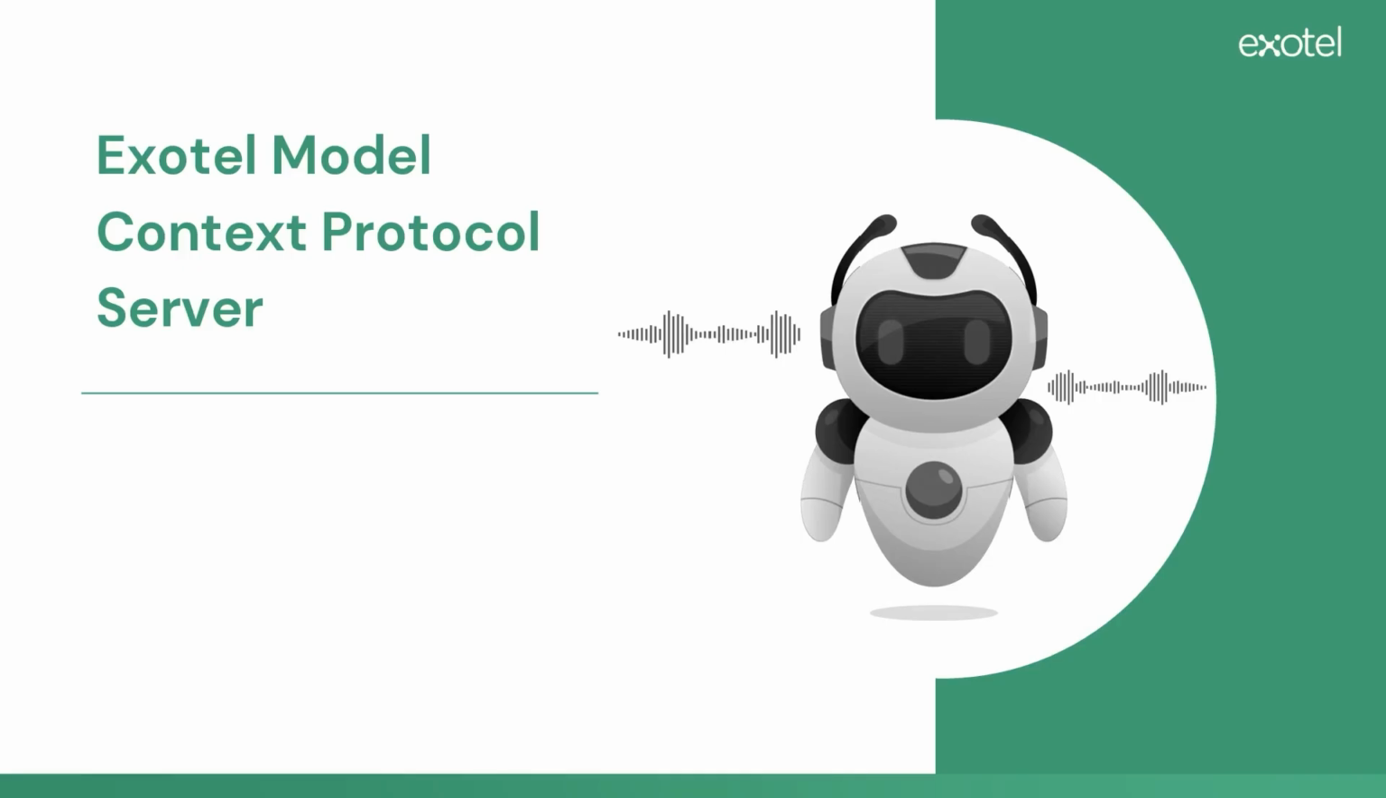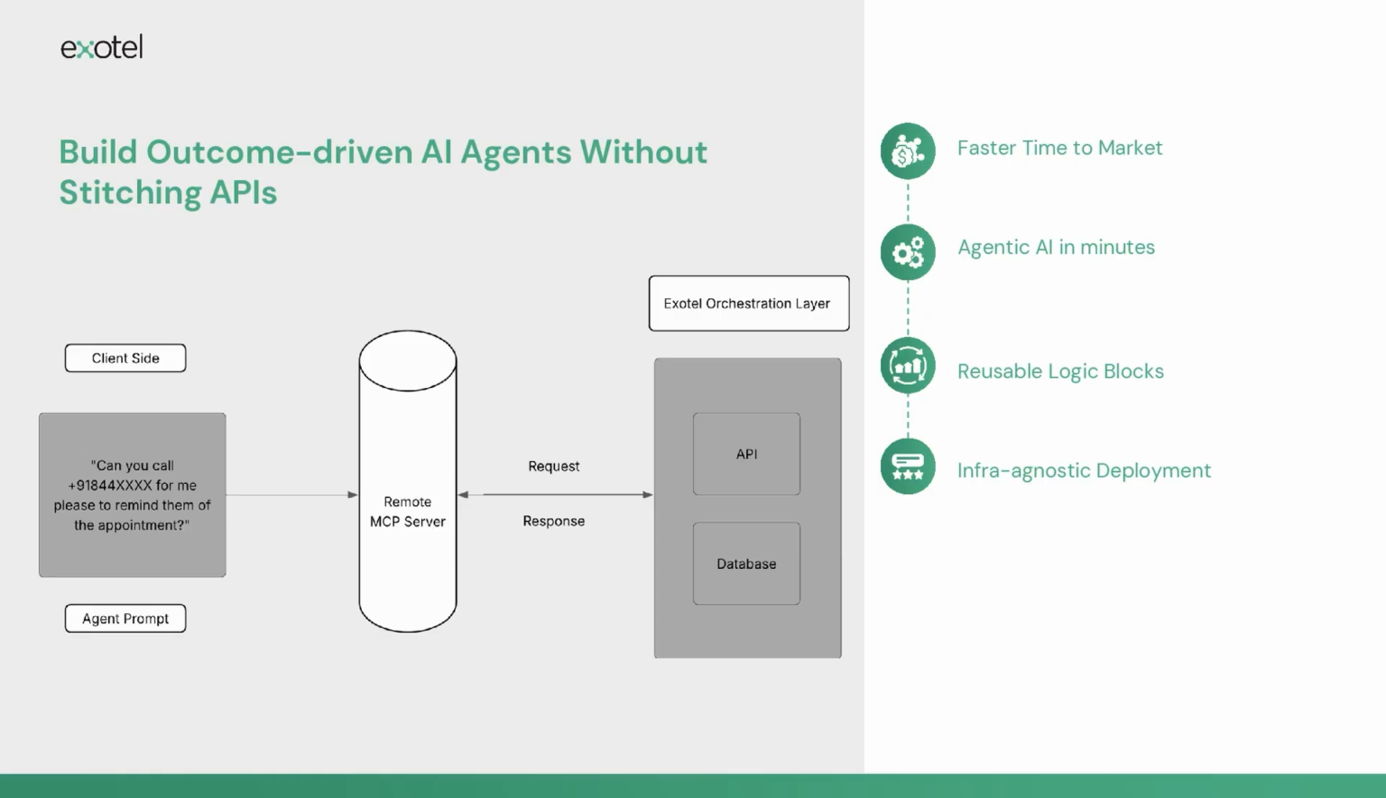What if your AI agents could take real-world actions like making calls and sending SMS without you writing a single line of back-end logic or dealing with a bunch of SDKs? That's exactly what the Exotel Model Context Protocol server unlocks. What you're looking at is how Exotel's MCP server helps AI agents take real-world actions, like making a call, without stitching APIs or writing back-end logic.